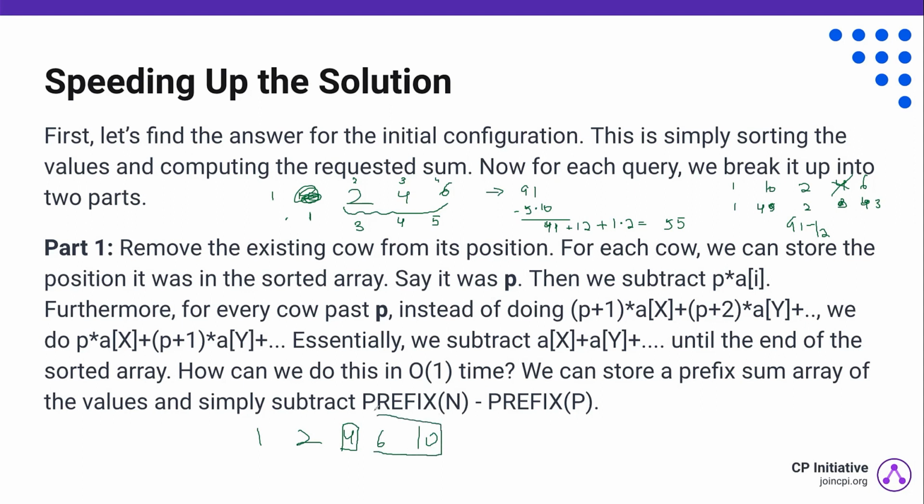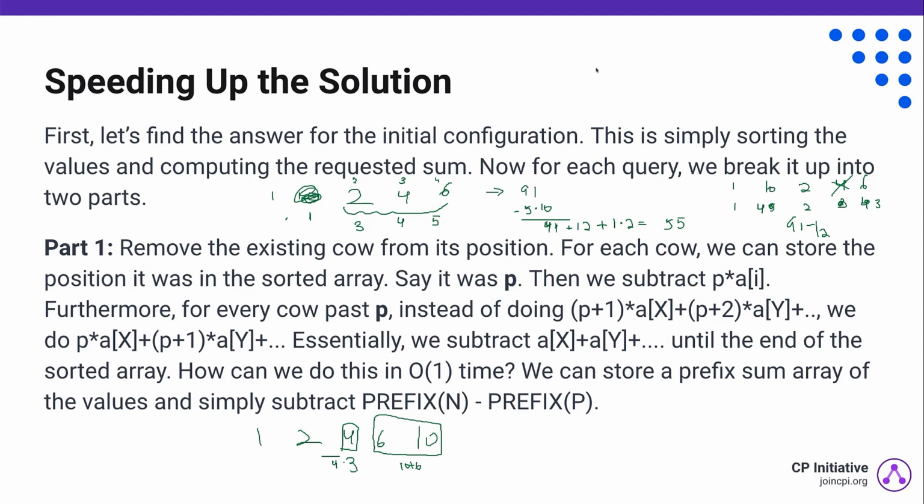So actually, it's not a prefix sum array. I guess you could do suffix sums, going from backwards, but it doesn't matter. We can just take the entire sum of the array, subtracting from the first 3 values. So we first subtract 4 times 3, and then we subtract the prefix sum of the last 2 values, which will be 10 plus 6. So we figured out how to remove the cow.